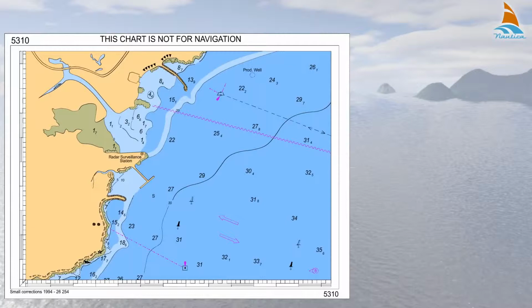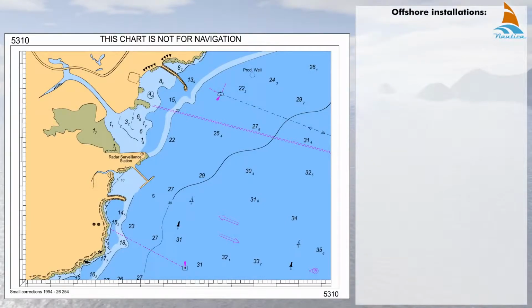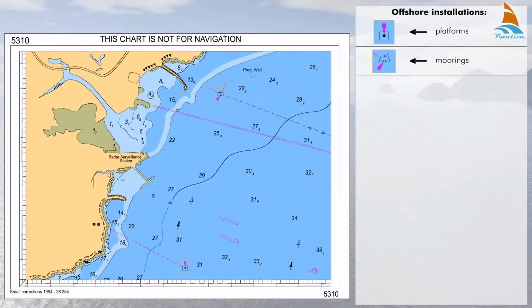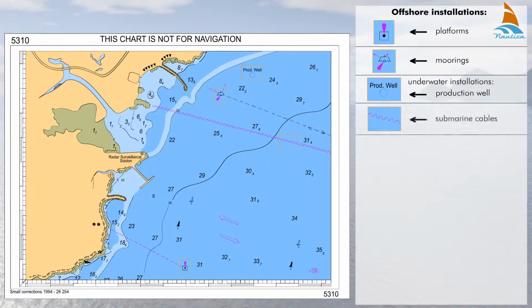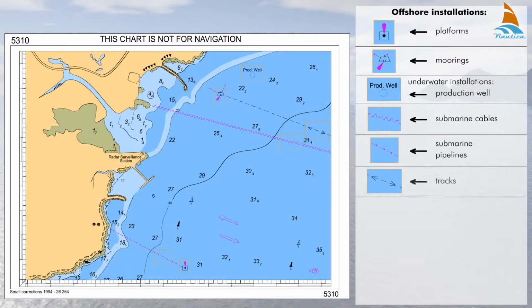On the nautical chart you'll also see offshore installations including platforms, moorings, underwater installations, submarine cables, submarine pipelines, tracks, and routing measures.